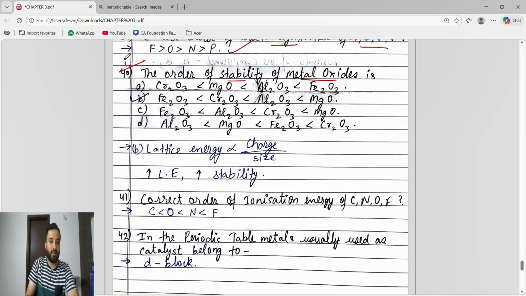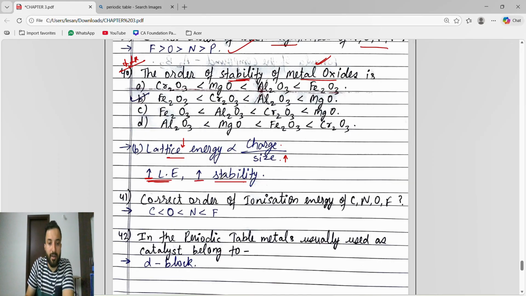Very important, guys. You have to find the order of stability of metal oxide. To understand this, one thing is very important: what is the lattice energy formula? Lattice energy is directly proportional to charge by size. This means if size increases, lattice energy decreases. And lattice energy is directly proportional to stability. We have to find the order of stability, which is directly proportional to lattice energy. If lattice energy increases, stability increases. If lattice energy decreases, stability decreases.